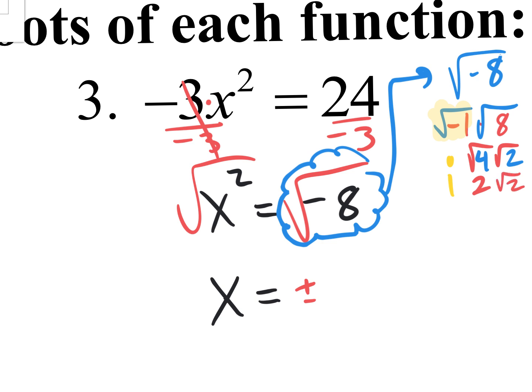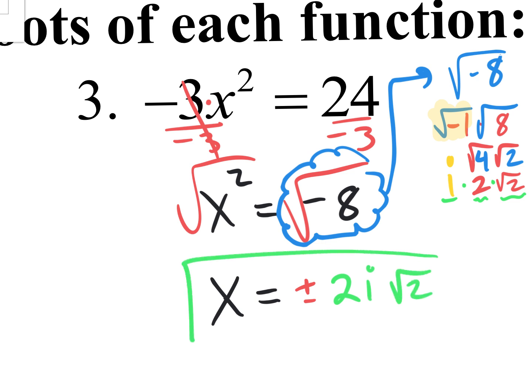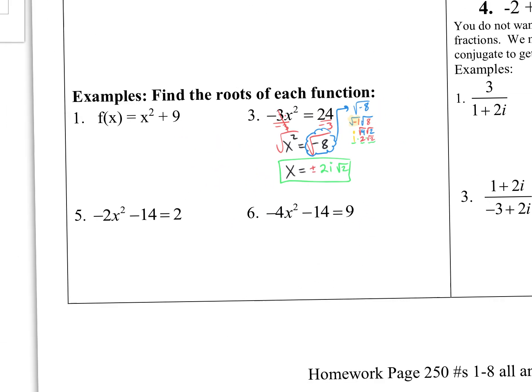So what do we have here? We really have i times 2 times the square root of 2. And the only thing you could do there is rearrange it in order. You put the number first, the variables next, and the radical at the very end. So there's your answer, x equals plus or minus 2i square root of 2. Sound good? Should we do another, or should we move on to the last section?